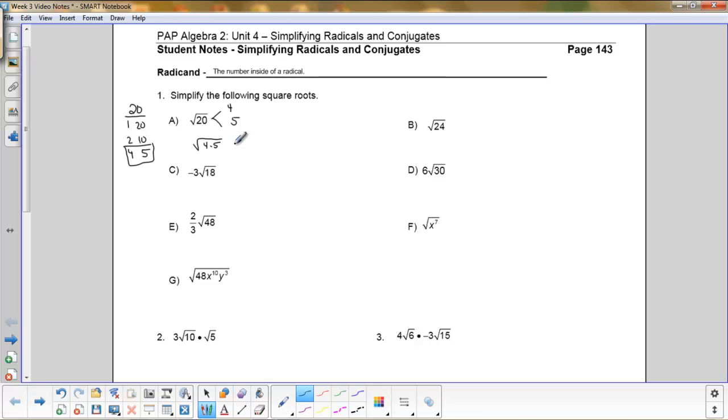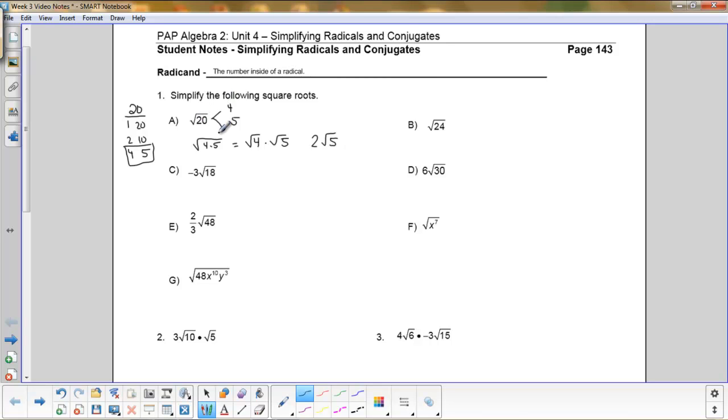What I'm going to do next is say that if the square root of 4 times 5 is the same as the square root of 4 times the square root of 5, then I can simplify the square root of 4 to 2. And that's going to be 2 square roots of 5. So this is the process that we're going to use to help us simplify radicals.